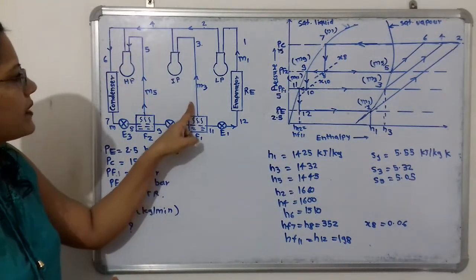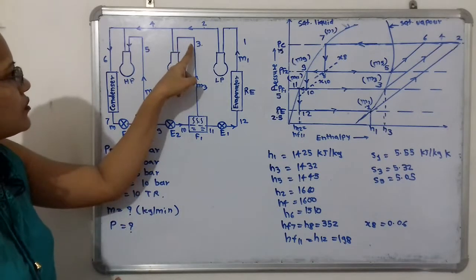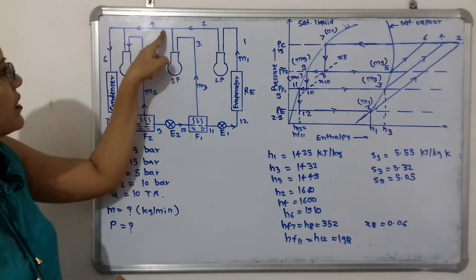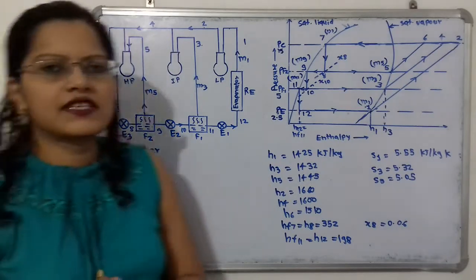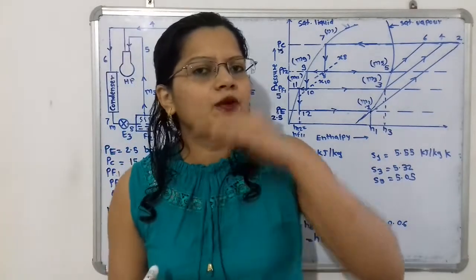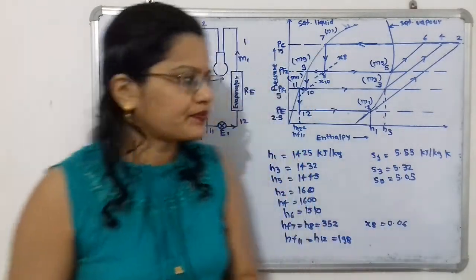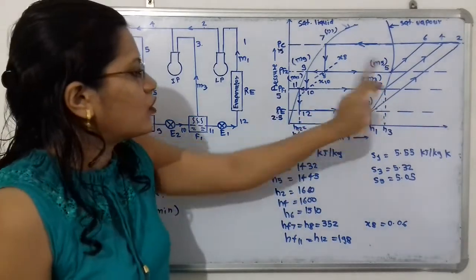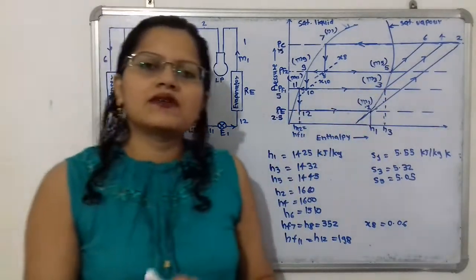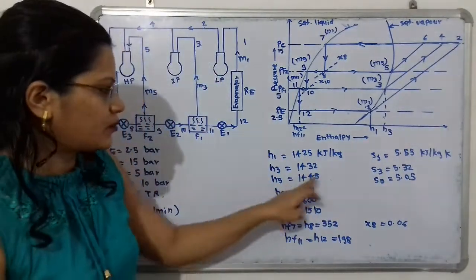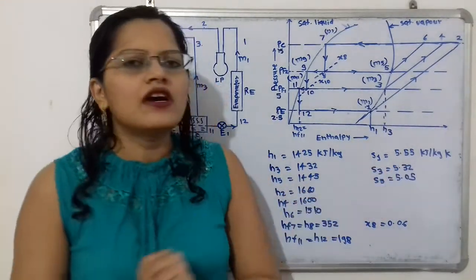Now what is happening after compression? The compression process is 3 to 4. Now here is the point 4. The refrigerant is passing towards the condenser, that is, the compression process is taking place up to the condenser pressure. So again, what is the entropy at this point 3? Because this compression process is taking place at constant entropy. So S3 is equal to 5.32.